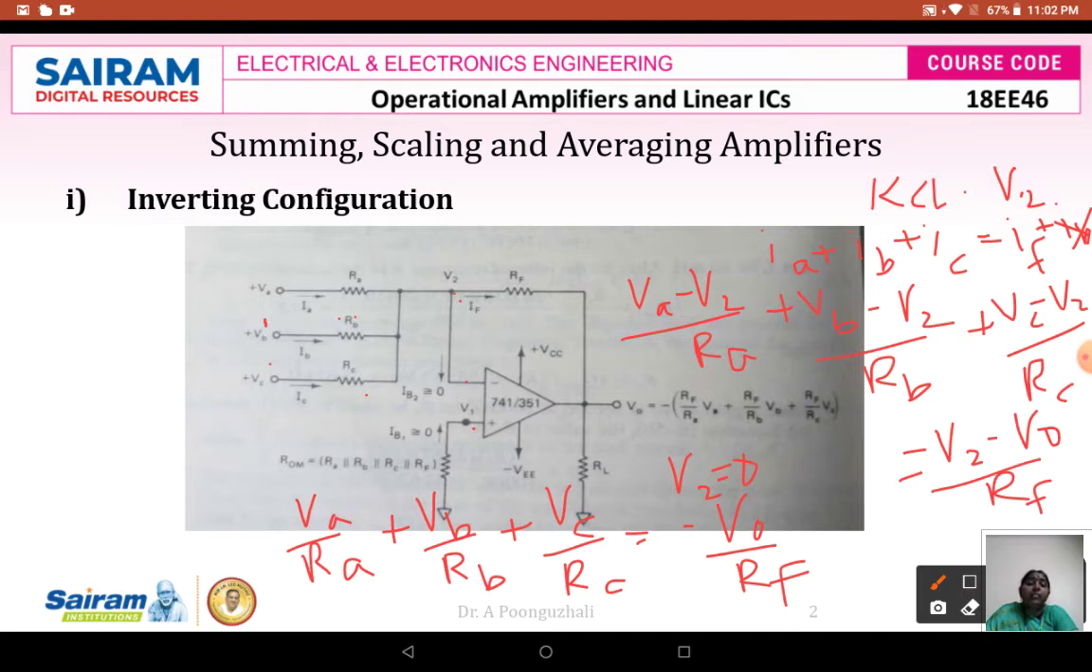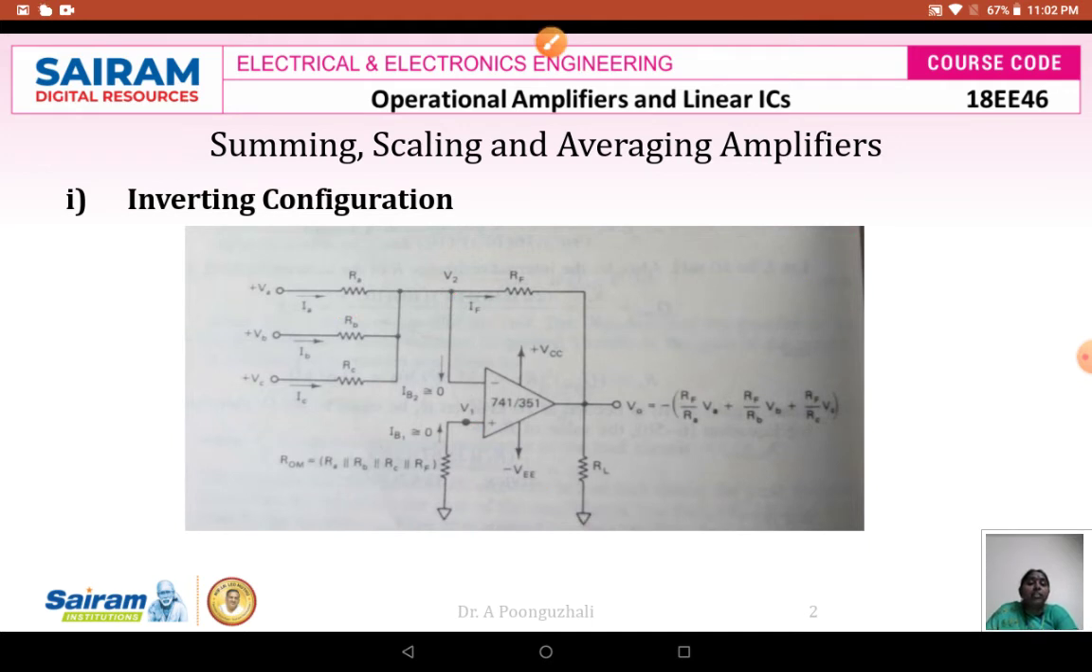So why we are getting this minus sign is your input signal is going to be connected to the inverting terminal. Inverting terminal means my output is going to be phase shifted by 180 degrees there. So that is what we are going to see here.